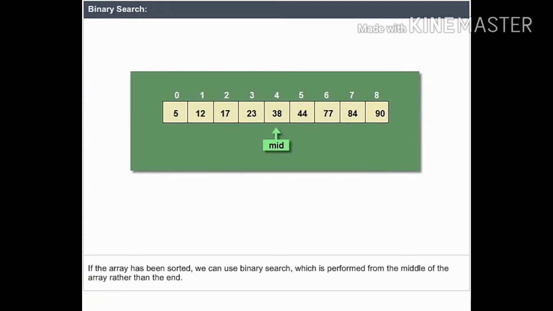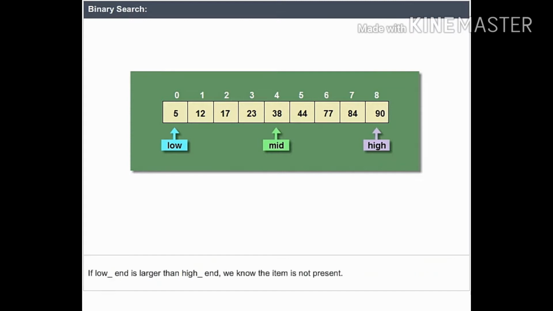Binary search. If the array has been sorted, we can use binary search, which is performed from the middle of the array rather than the end. We keep track of low end and high end, which delimit the portion of the array in which an item, if present, must reside. If low end is larger than high end, we know the item is not present.